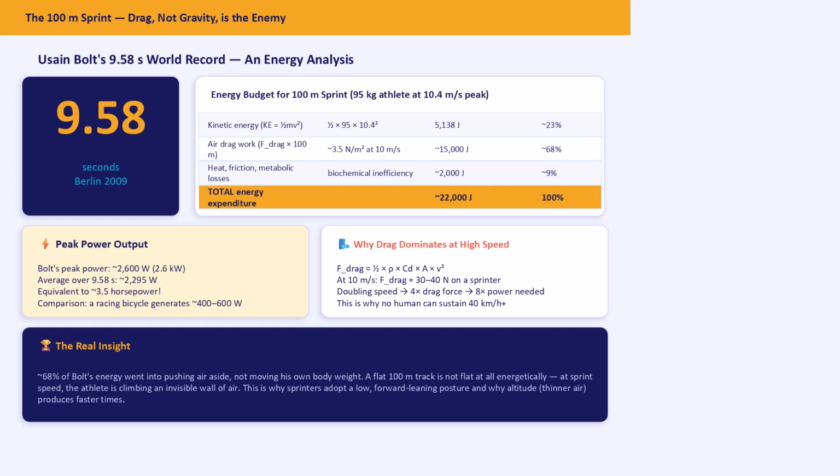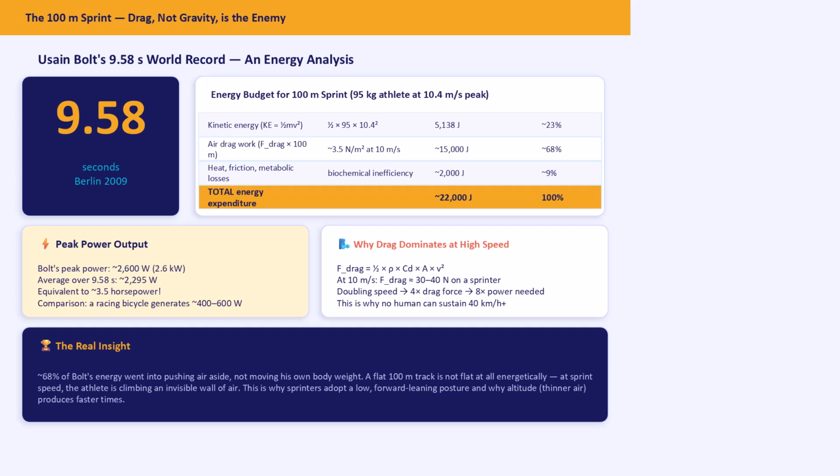Approximately 68% was spent overcoming air resistance. Drag force increases with the square of velocity. At sprint speeds, pushing the air aside requires far more energy than accelerating the body against gravity. This is why altitude records are consistently faster. Thinner air means less drag.